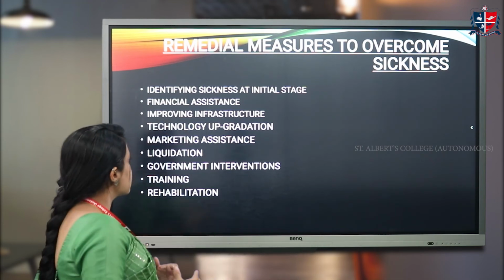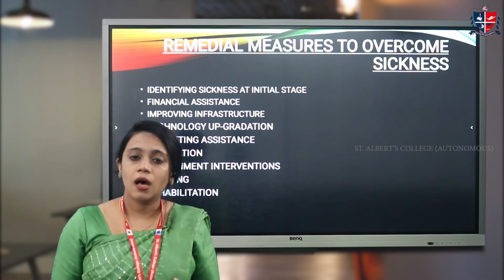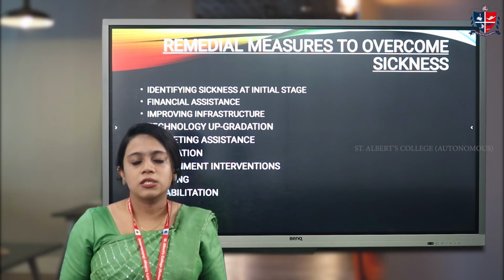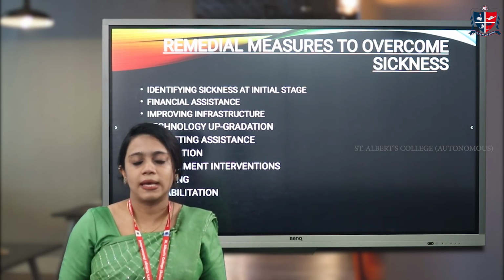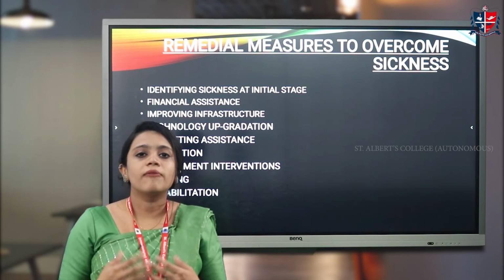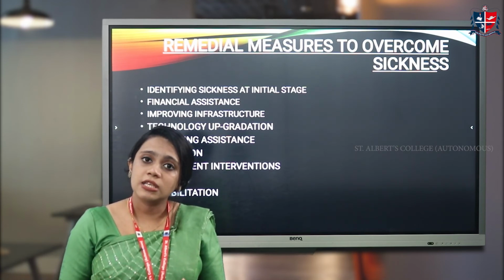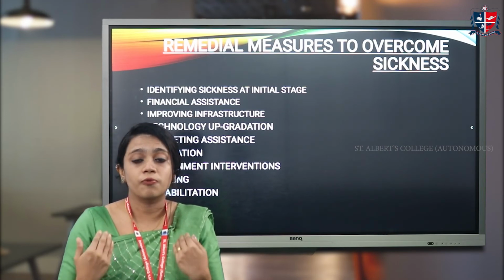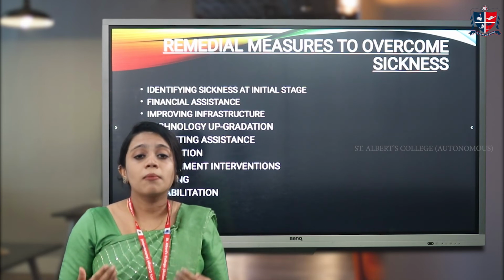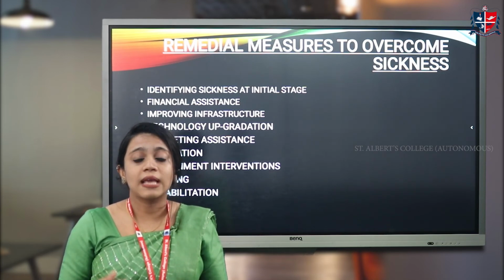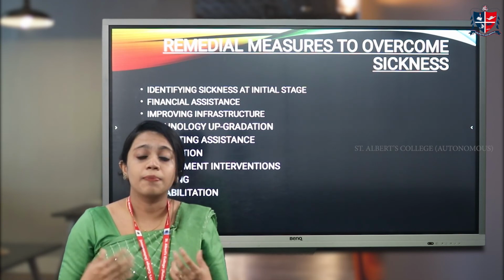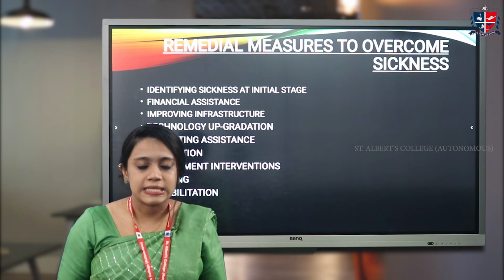And the fifth point is marketing assistance. Marketing assistance may be provided to entrepreneurs for marketing the goods produced by them. Government must help market the goods. Government and non-government organizations can come forward to market the goods produced by the SSI sector. The problem of poor marketing of SSI products can be solved by coordinated efforts of entrepreneurs and promotional agencies.